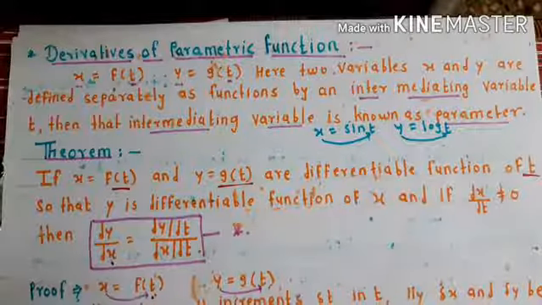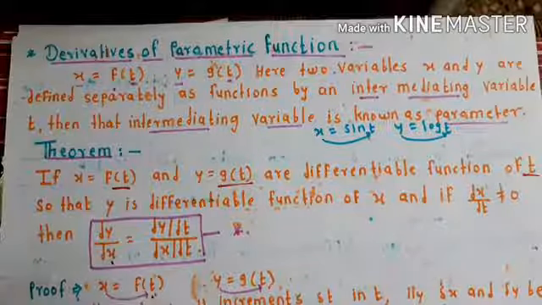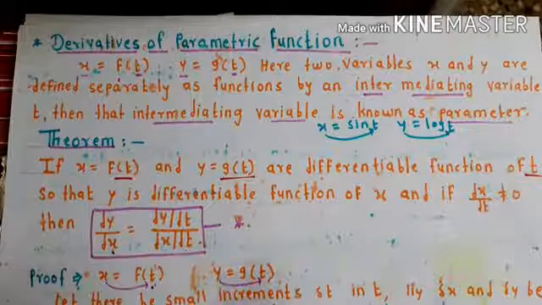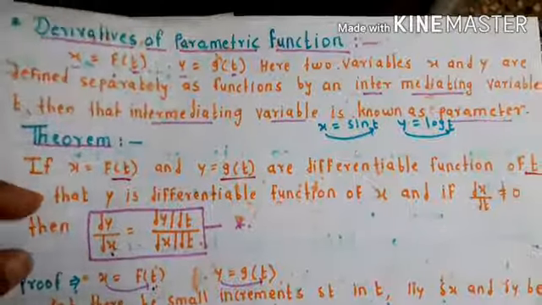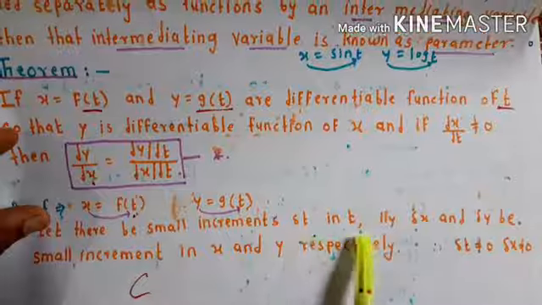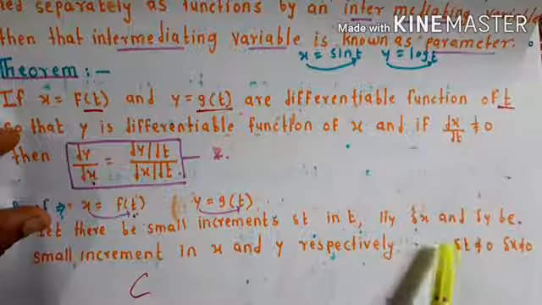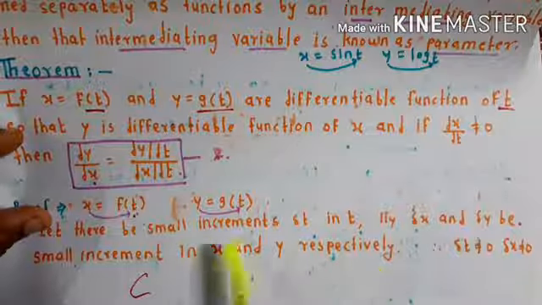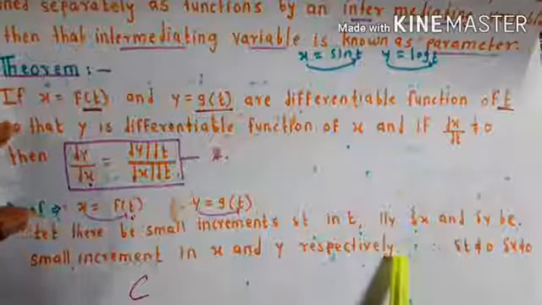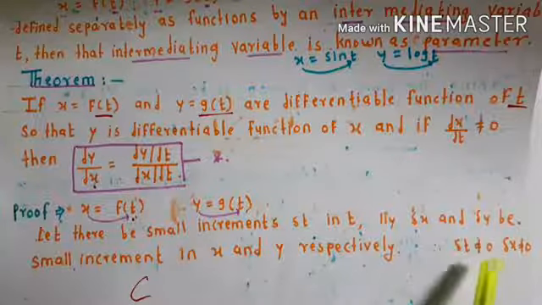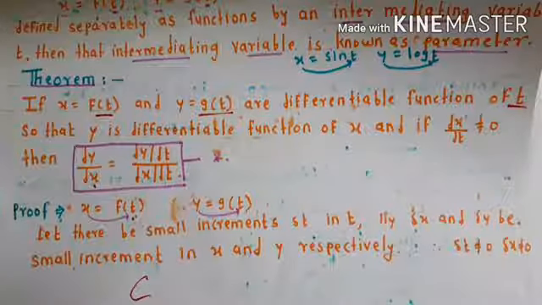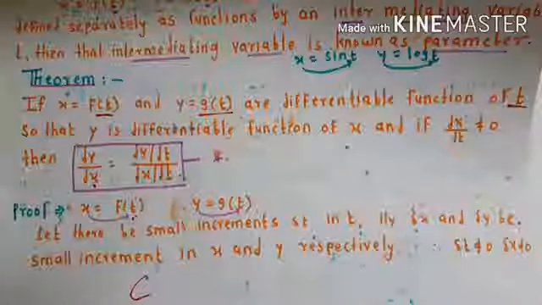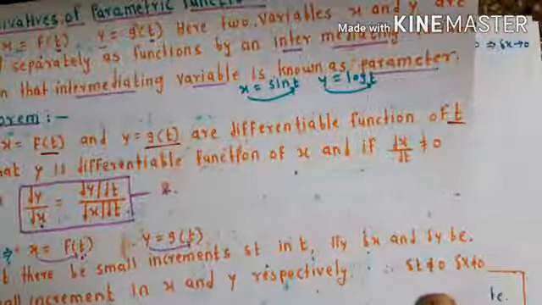So in the first step we consider the increments. Which are the variables here? x, y and t are the 3 variables. So consider the increments: delta t is the increment in t, delta x is the small increment in x, and delta y is the small increment in y. These are the 3 increments. As delta x and delta t are small increments in x and t, therefore delta x is not equal to 0, and also delta t is not equal to 0.